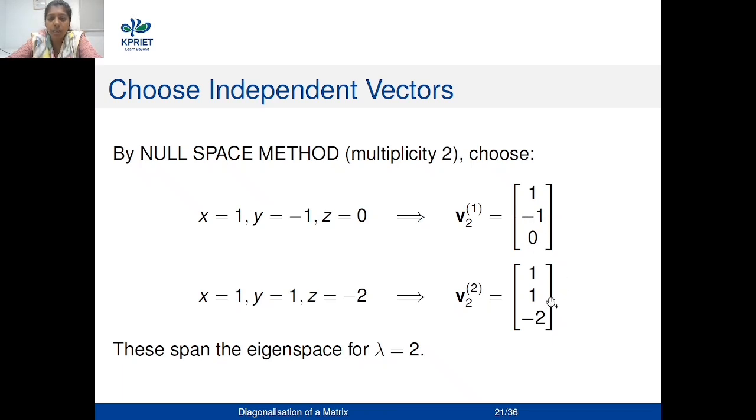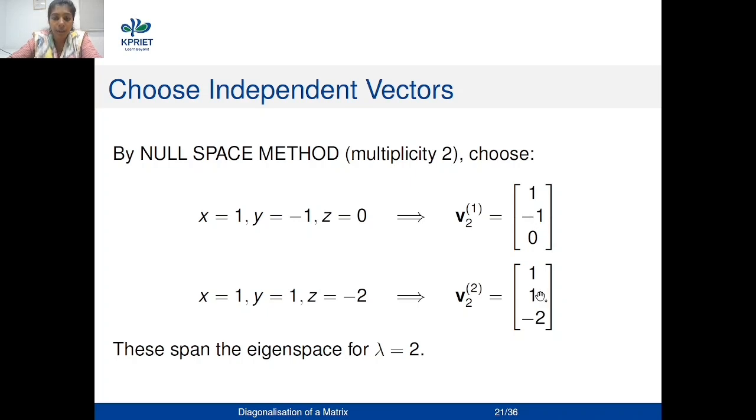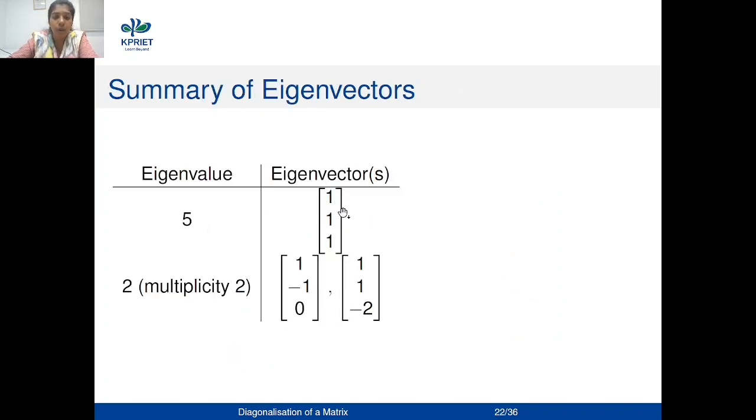Here, these eigenvectors are constructed based on the property called orthogonality. A symmetric matrix should have the property that all the eigenvectors of the eigenvalue should satisfy the condition of orthogonality. For example, the product of these two vectors should be equal to 0, like 1 into 1 plus minus 1 into 1 plus 0 into minus 2, it should be equal to 0. And simultaneously, these two vectors should satisfy the given equation. So based on that, two eigenvectors have been derived. So for the eigenvalue 5, one eigenvector, and for the eigenvalue 2, two eigenvectors.